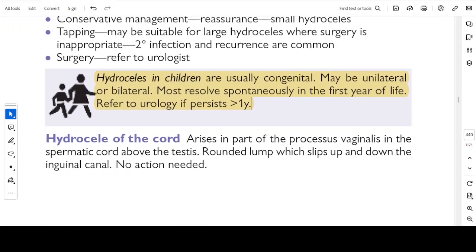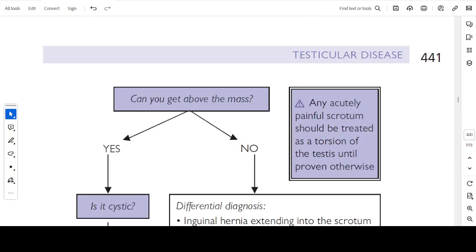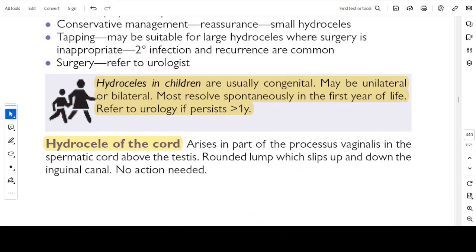Hydrocele of the cord arises as a part of the processus vaginalis in the spermatic cord above the testis. It is a rounded lump which slips up and down the inguinal canal. No action is needed.